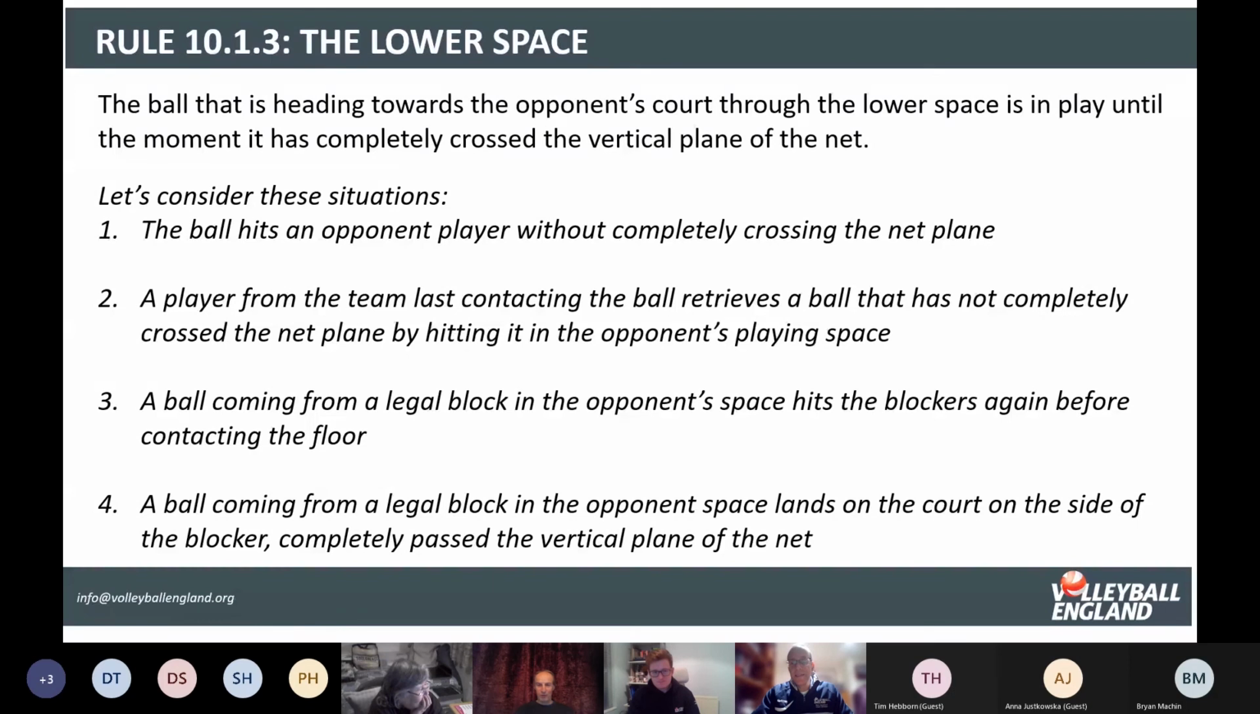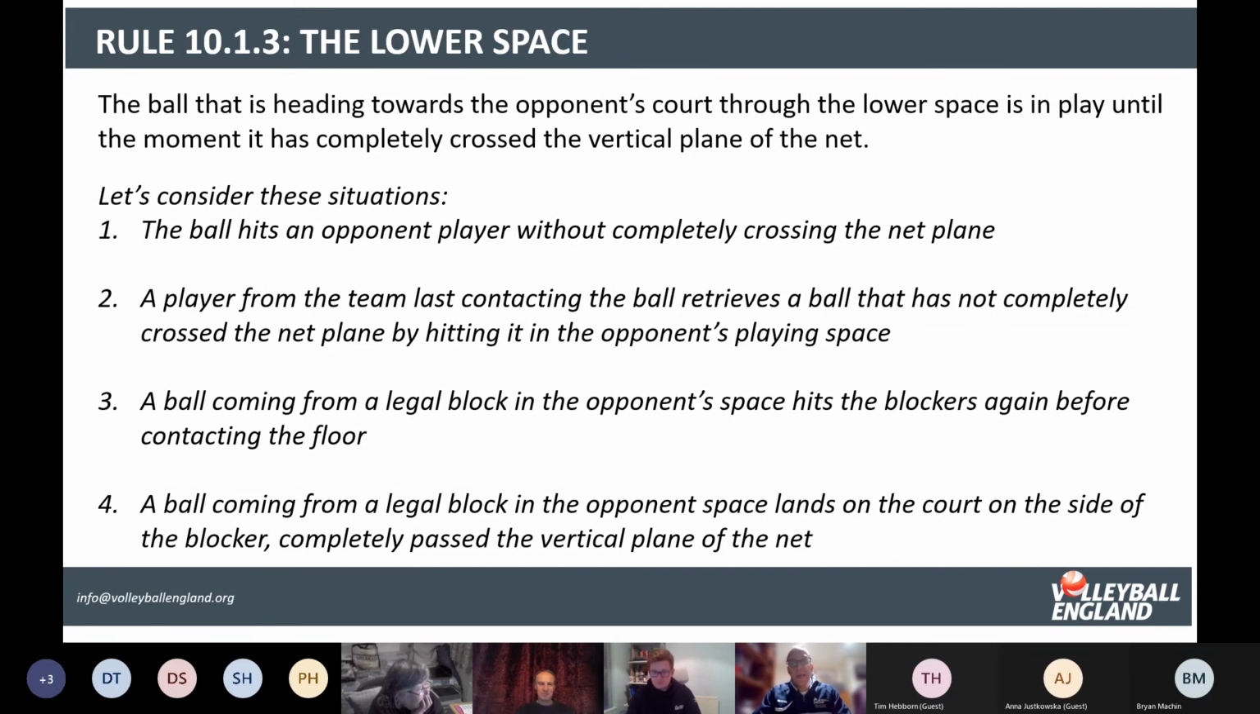Well, it's perfectly playable as long as it's not the third contact. Absolutely. Thanks, Ludo. We mentioned it briefly earlier, that this is the only time when a player may legally play the ball in the opponent's space, apart from a block: to retrieve a ball which has not completely crossed the vertical plane of the net in the lower space.